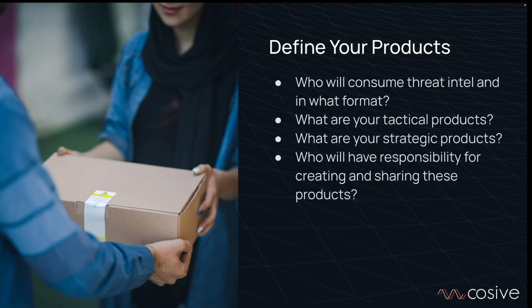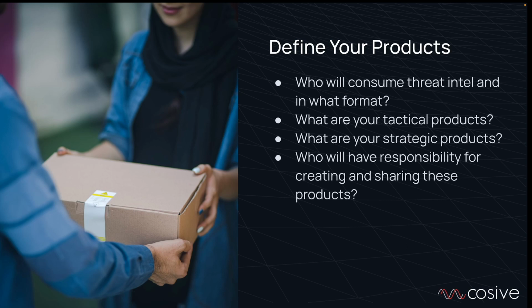Next, you need to define your products. What information does your threat intel program need to produce? And in what format do your stakeholders want to consume what you're producing? These are the products produced by your program. You should also think about bucketing your threat intel into tactical and strategic products. Tactical threat intel might include automated feeds and periodic alert reporting to the SOC team, whereas your strategic products will typically be used to communicate to business stakeholders.